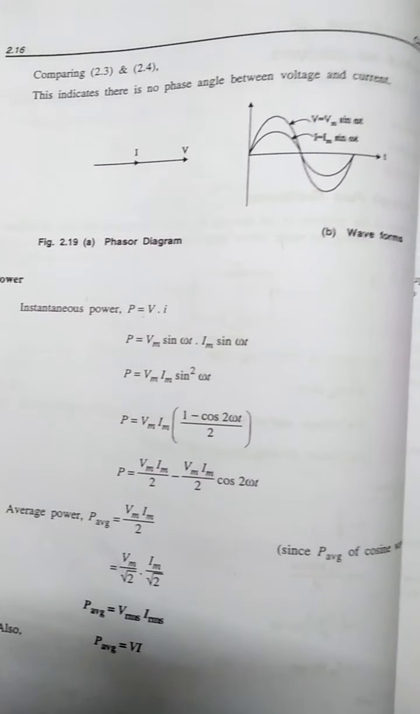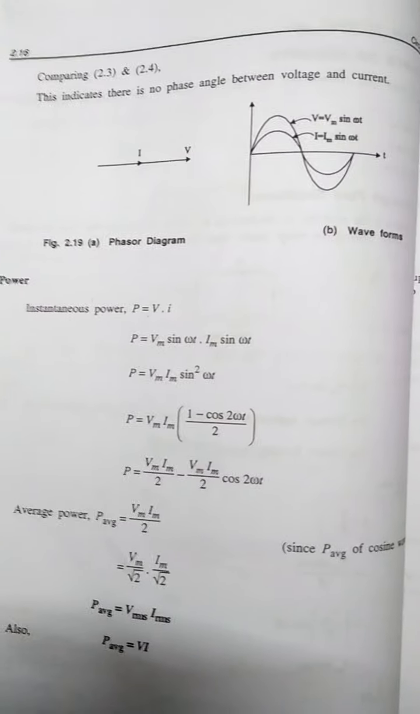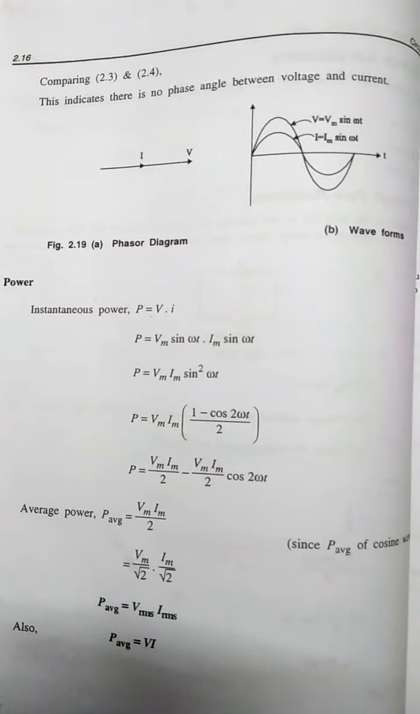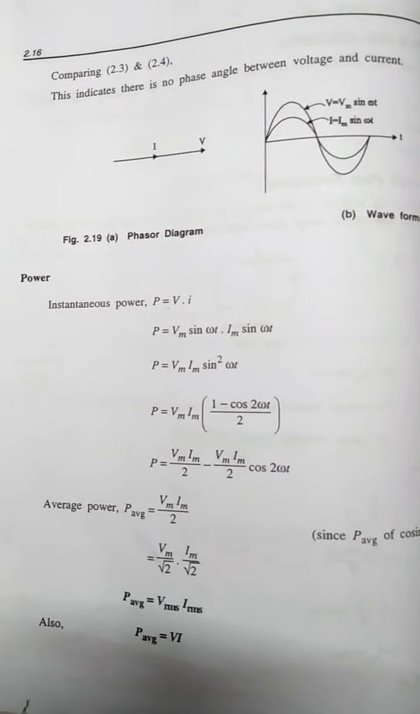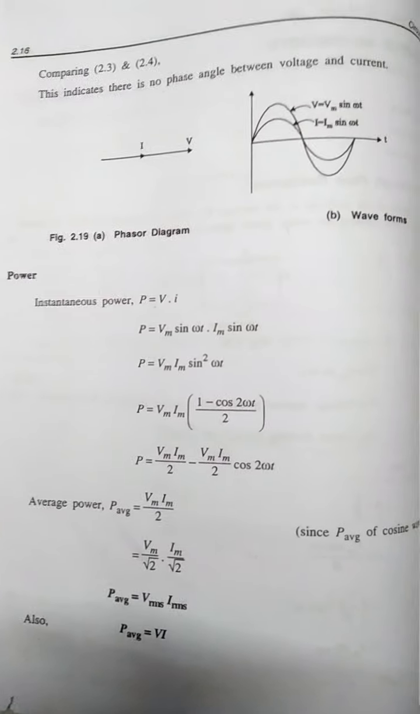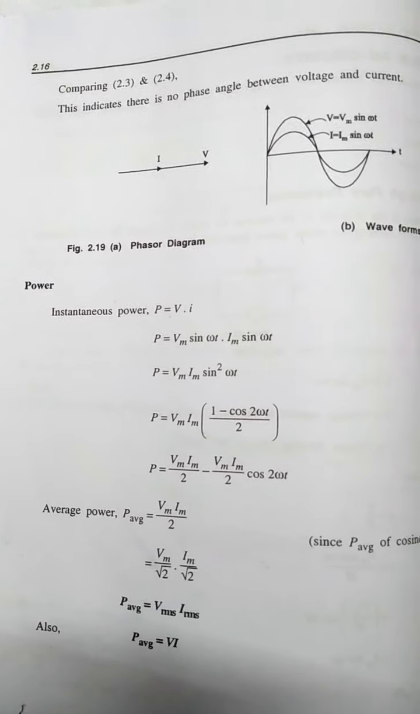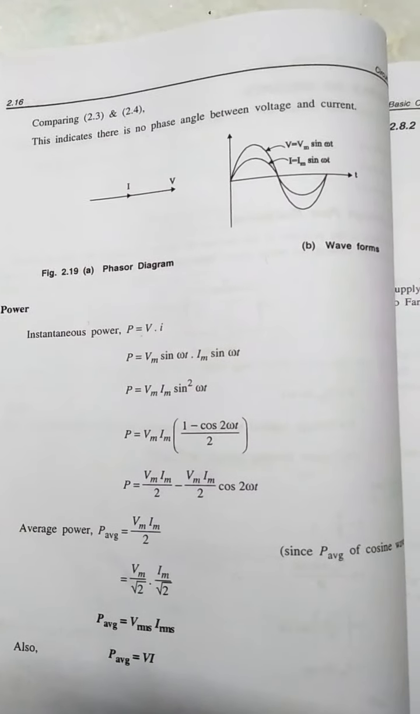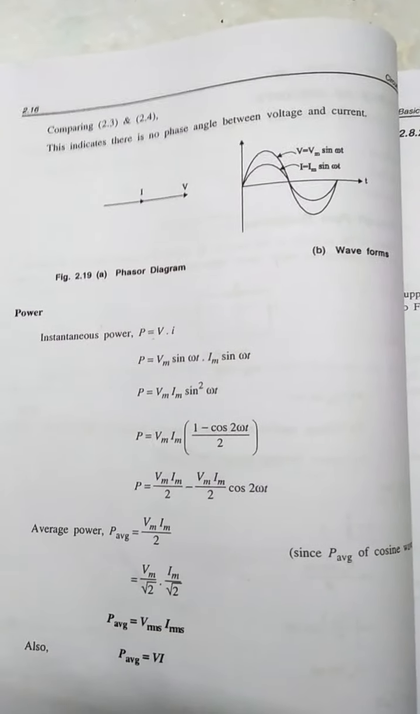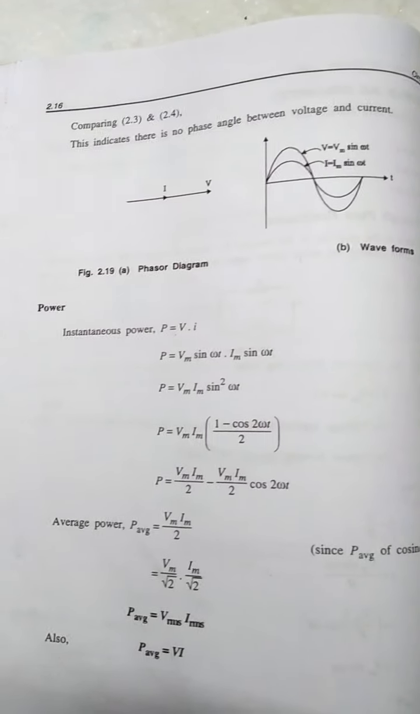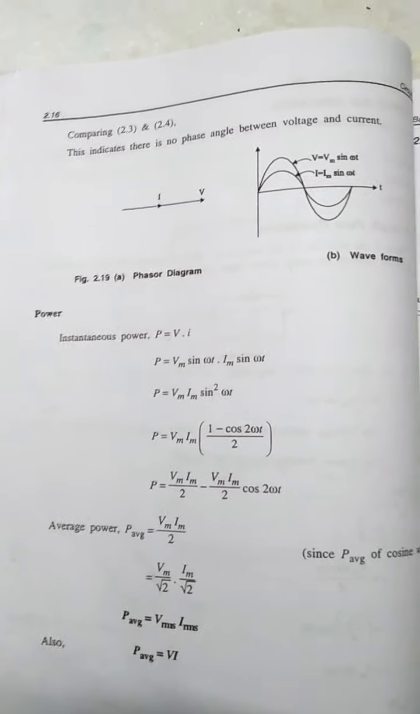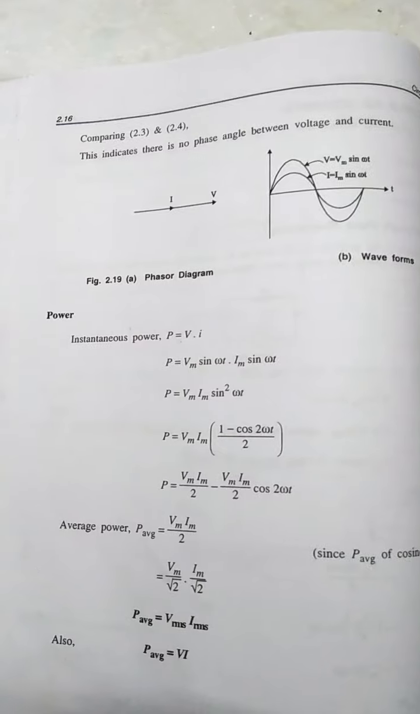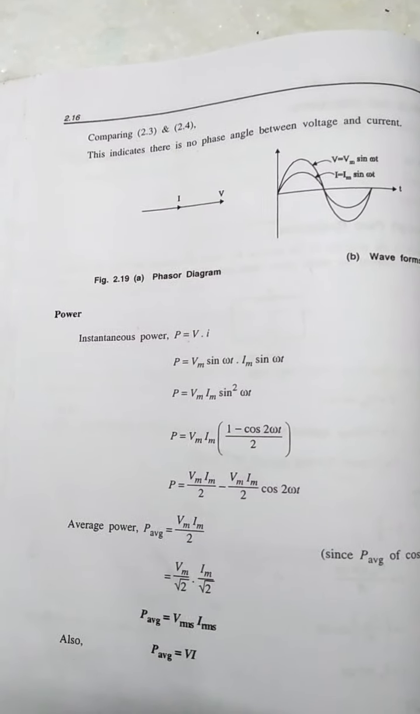And this is the vector diagram representation and waveform representation of the voltage and current when the AC circuit contains only resistance. You see in the vector diagram there is no phase angle difference, because in the I equation we have Im sin omega t, and in the V equation we have only Vm sin omega t. There is no phase angle difference. We have omega t in the equation.